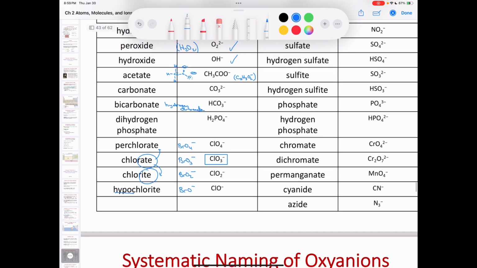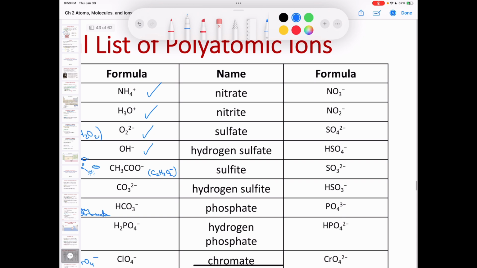Okay, so again, we're going to get some more practice on that. All right, going back to our -ates and -ites. If you can remember, nitrate is NO3 -1. Well, if you lose 1 oxygen, you have NO2 -1, and that's a nitrite. So nitrate and nitrite. Next one, I'll just skip over the hydrogen sulfate.